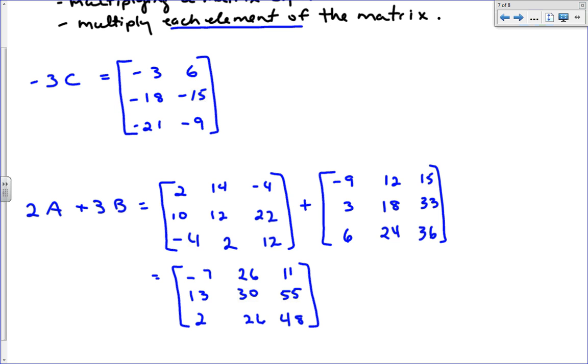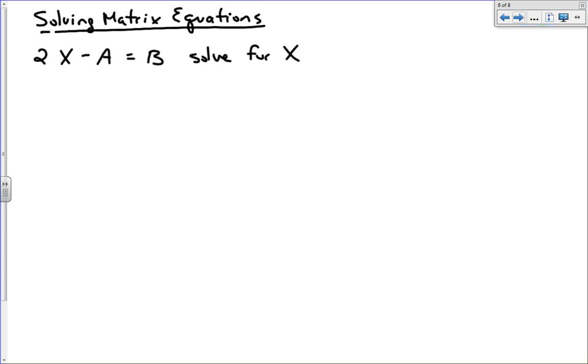And finally, for this lesson, we're going to solve matrix equations. So I have a matrix equation here of 2X minus A equals B, and I want to solve for X. And I'm using a capital X because X is a matrix that I'm solving for. The first step in solving these is to rearrange the equation before we put any numbers in. We want to isolate the X.